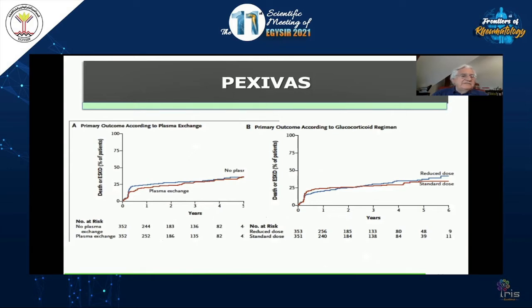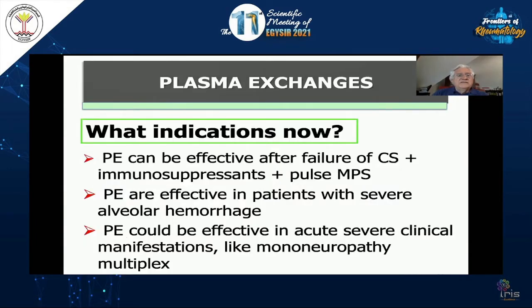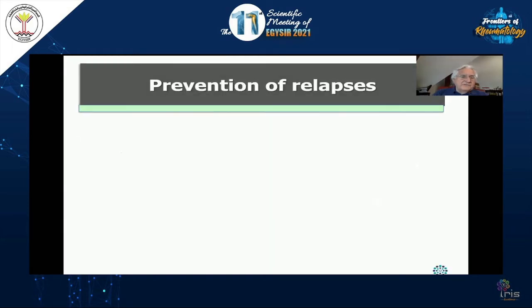It means, in fact, that for the general population of patients with ANCA-associated vasculitis, plasma exchanges do not provide any benefit. But there are some indications to give plasma exchanges. First, it can be effective after failure of all other treatments, steroids, immunosuppressants, pulses. They also are very effective in case of severe alveolar hemorrhage. And plasma exchanges could be effective also in some acute severe clinical manifestations like mononeuritis multiplex. It is a niche, but there is some interest in keeping plasma exchanges in your armamentarium of treatments.